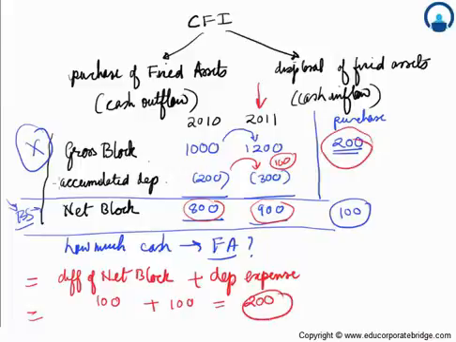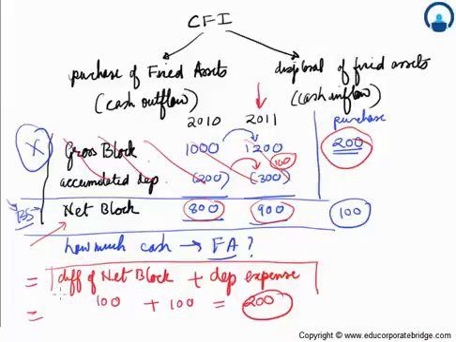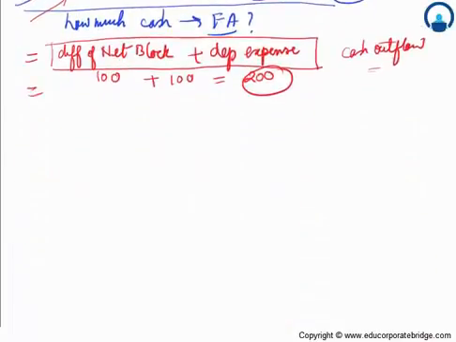So again, to reiterate, many companies may not provide you with this gross block data, only the net block data will be provided, and in that case you must apply this equation, difference in the net block plus depreciation expense, to find the total cash outflow for the purchase of fixed assets. Okay, now let us look at the second case, disposal of fixed assets.